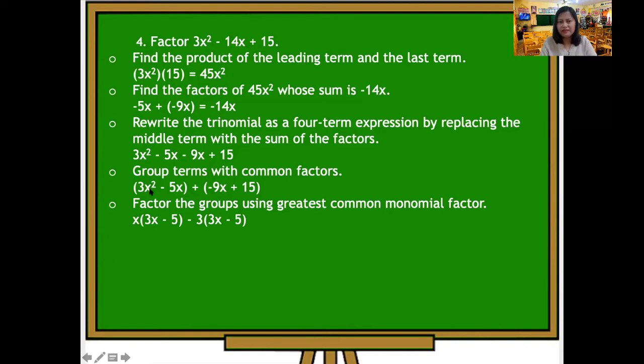3x squared divided by x is 3x. Negative 5x divided by x is negative 5. Negative 9x divided by negative 3 is 3x. 15 divided by negative 3 is negative 5. Now, before we continue, in the second group we factored out negative 3 for us to have a positive x term.